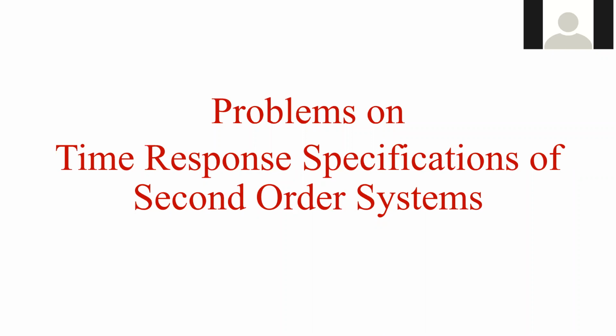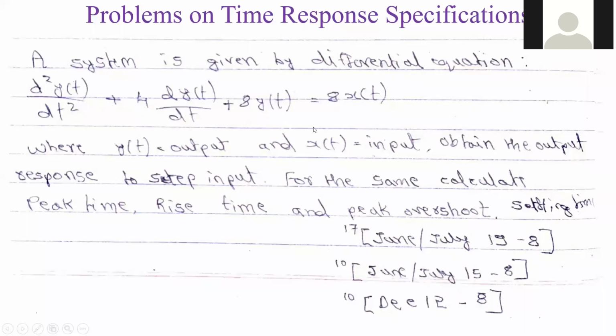Okay. In the previous session, we discussed the problems on time response specification of second order systems. So we have seen three basic problems. Just to recall, this is the first problem we have seen, a given differential equation. From that we found the transfer function, and we compared it with the standard second order system, and we calculated zeta, omega n and the time response specifications like peak time, rise time, peak overshoot, and settling time. You have the notes, so you can go through that.